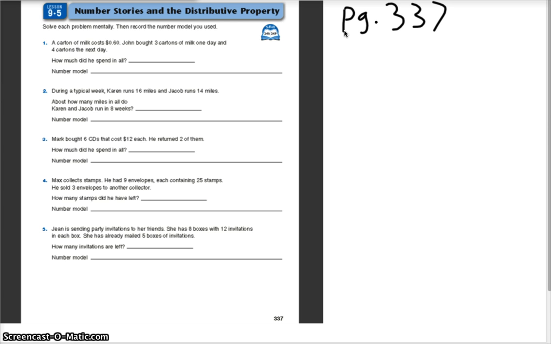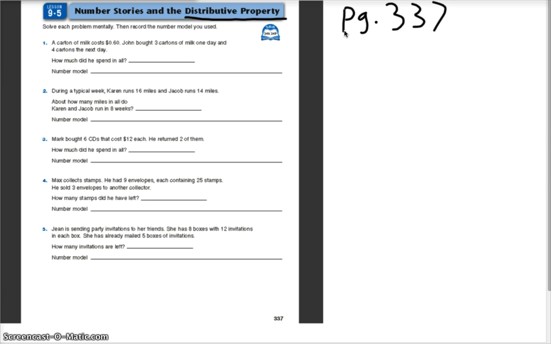Anyways, we're going to start on page 337, and we're going to take a look at page 338. We're continuing to look at simplifying algebraic expressions, although today we're actually going to solve for the variable. So to start out, we're going to look at some number stories using the distributive property. So think already our number models are going to model the distributive property. So just think about when you read the sentence, know that you're going to be using the distributive property.